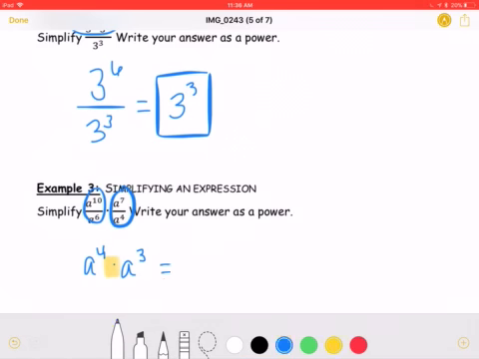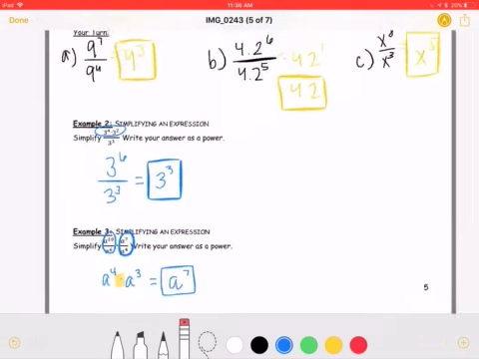When we are multiplying, so product of powers, we keep the base and add the powers. So 4 plus 3 gives us 7. There we go. We did it.